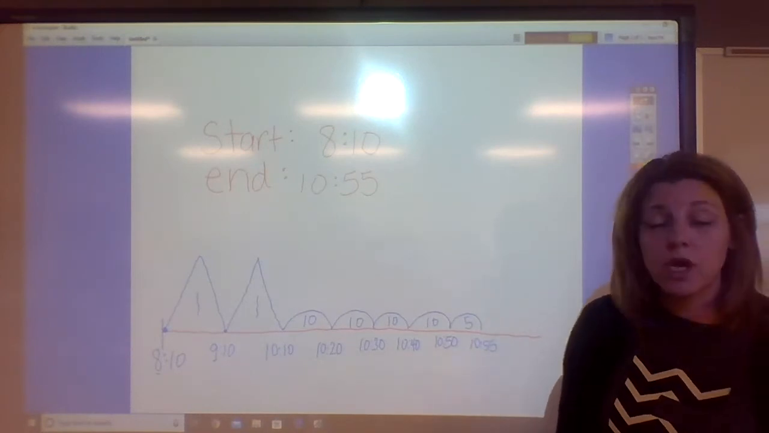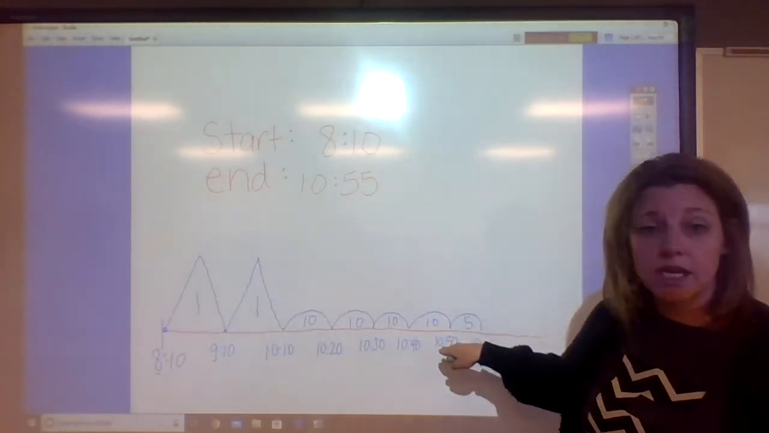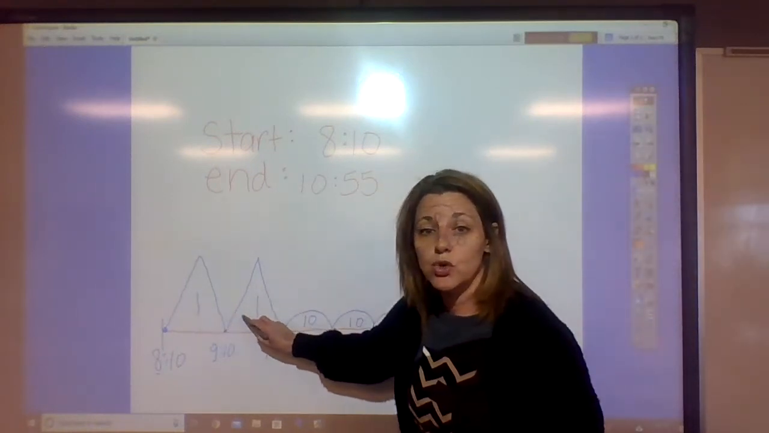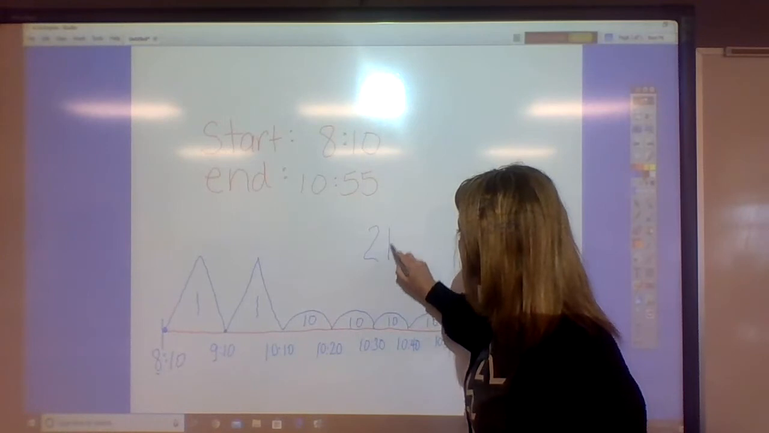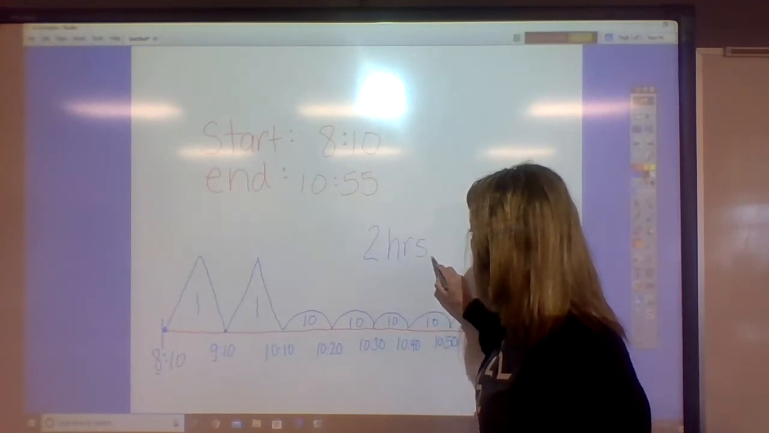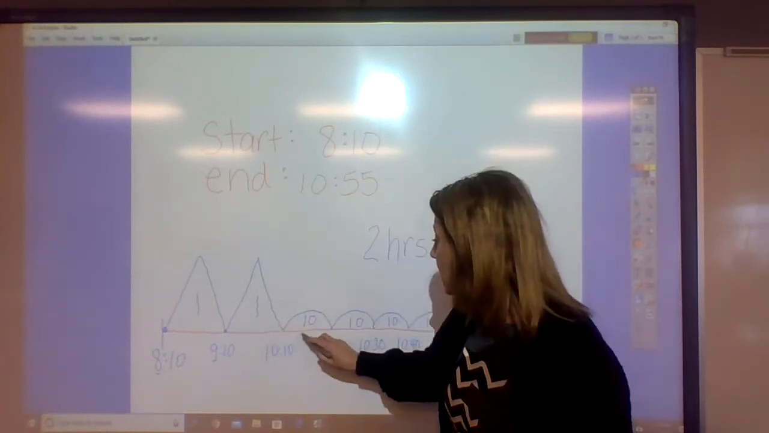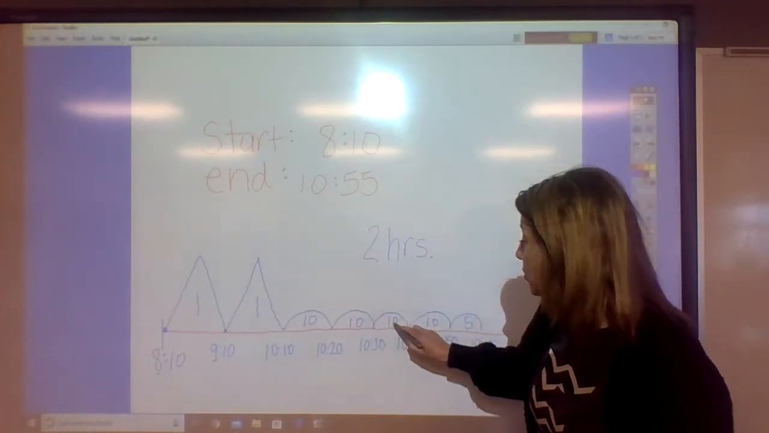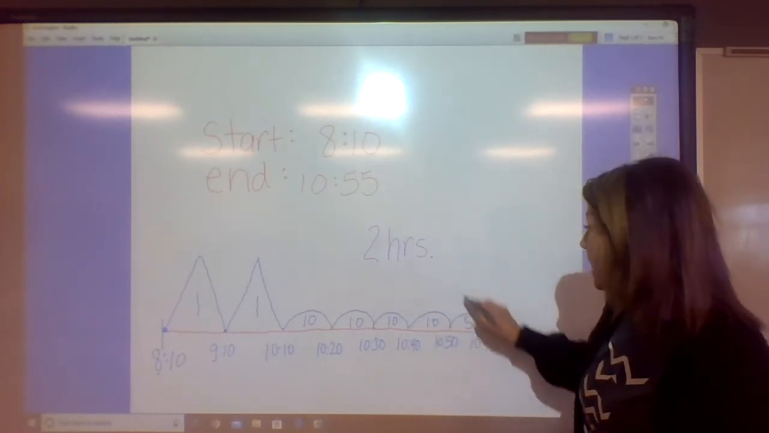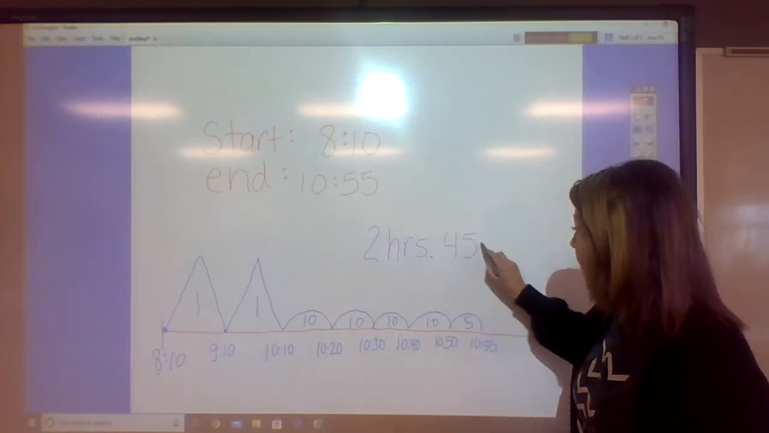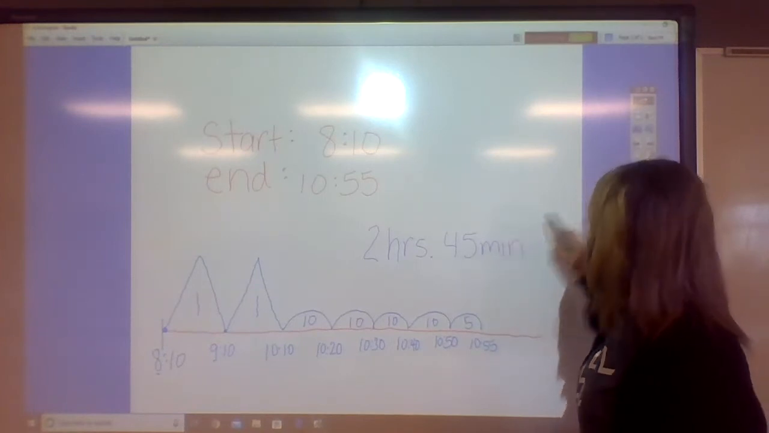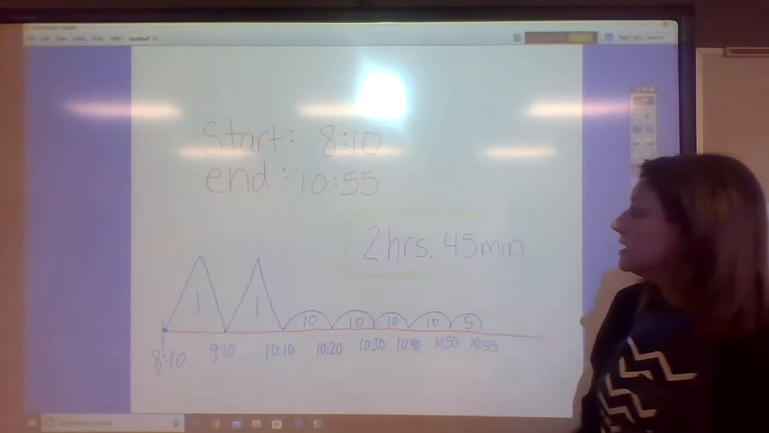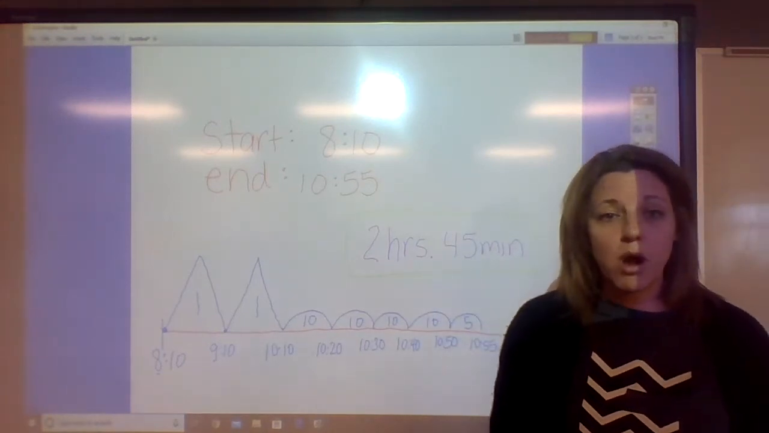Now I have to count how much time elapsed to get my answer. Okay, so I'm going to count 1, 2 hours. So I know I have 2 hours. I know I don't have 3 hours. I know how many hours because that's how many is showing. And the rest are going to be in minutes. So it's going to be 10, 20, 30, 45 minutes. So 2 hours and 45 minutes is my elapsed time for that problem.